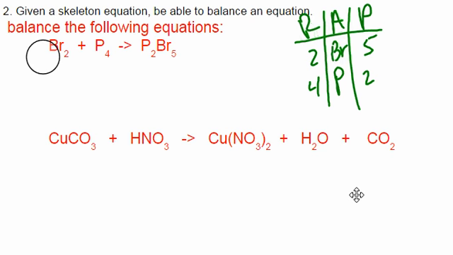If I put a 3 here, that gives me 6, but I don't know anything times 5 to give me 6. If I put a 4, it gives me 8, but my smallest number I can put on this side is a 2. So since nothing times 2 will give me 5, at least not a whole number, I'm going to go ahead and put a 5 here and a 2 there, which will give me 10 bromine on each side.